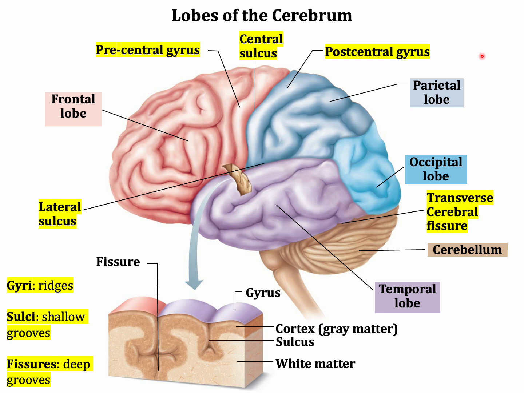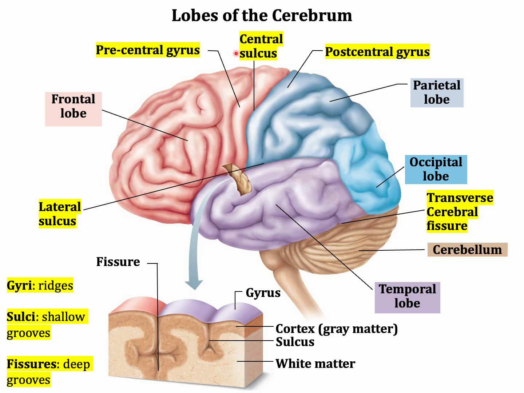For the lobes of the cerebrum, we have the frontal lobe, parietal lobe, occipital lobe, and temporal lobe. We'll notice some important landmarks here. So the central sulcus divides the frontal and parietal lobes. And a sulcus refers to a shallow groove on the surface of the brain. To either side of the central sulcus, we have a pre-central gyrus and a post-central gyrus. A gyrus is a ridge, gyri for plural.